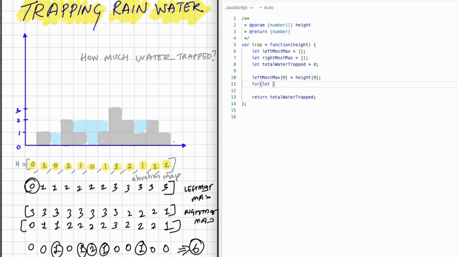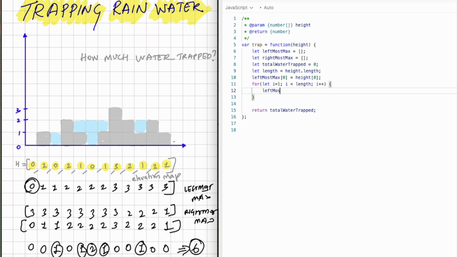So I will say for left, let i is equal to 1. Why 1? Because we already filled a base case. I will go from the 0th value up to the end, and instead of keeping on using the end again, I will just say something like this: length is equal to height.length. So this will be easier for us to work with. I will go up to the length and I will keep on increasing my i value that we have.